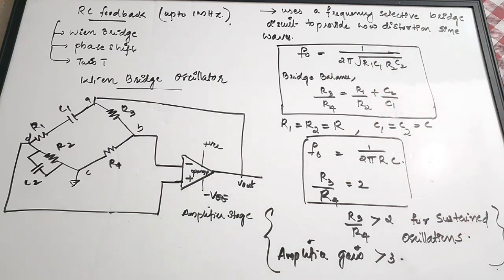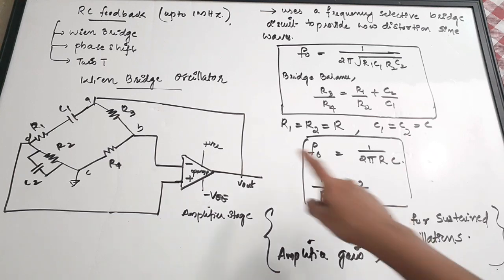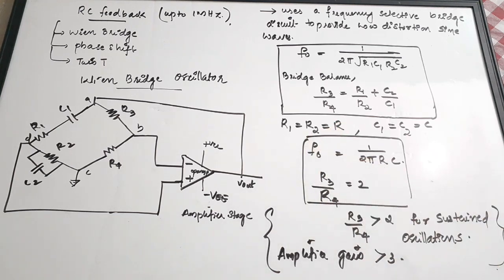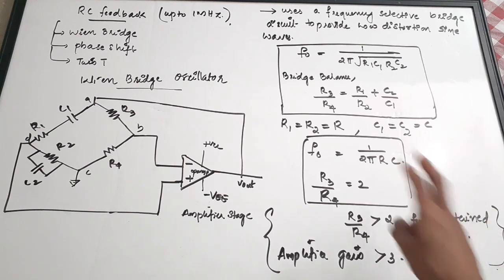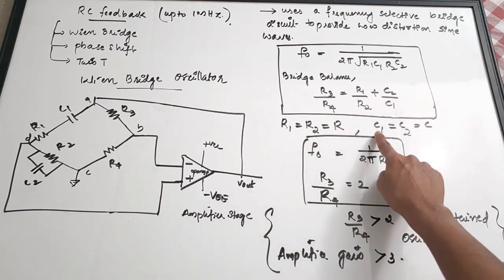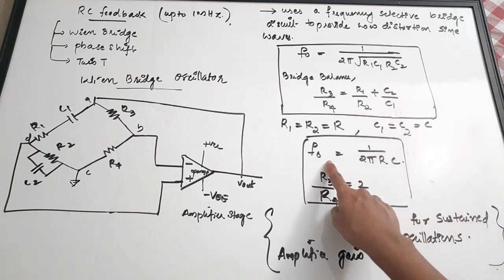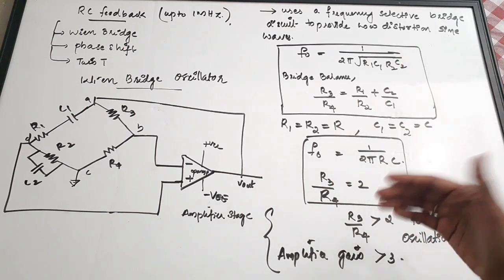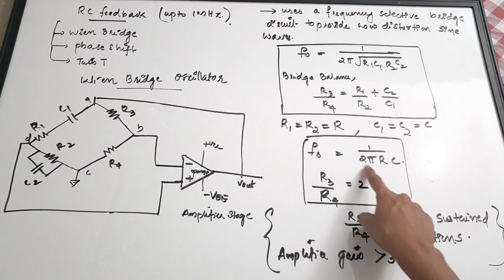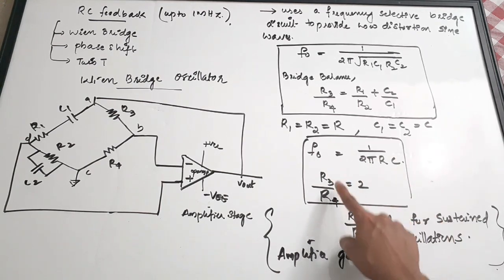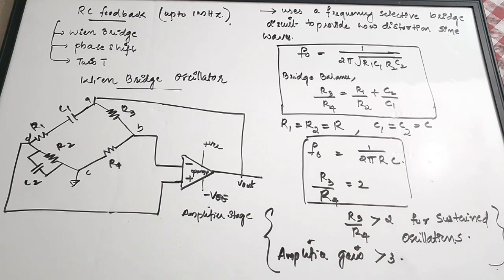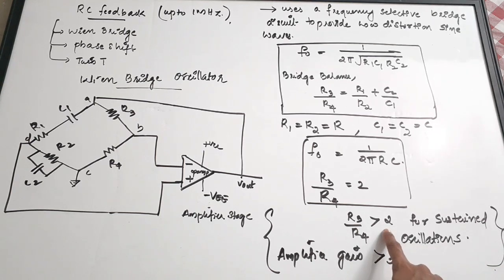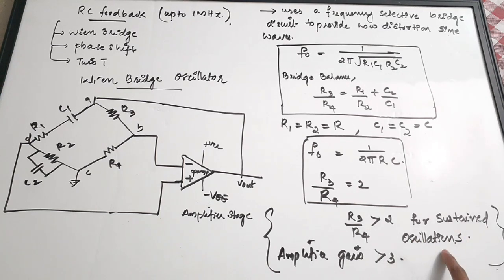Okay, now when R1 equals R2 equals R, consider the resistors are identical and the capacitances are identical. That is, R1 and R2 equal R, then C1 and C2 equal C. Then the equation is reduced like this: f0 is equal to 1 by 2 pi RC and R3 by R4 equal to 2. Okay, so the concept is that R3 by R4 should be greater than 2 for sustained oscillations.